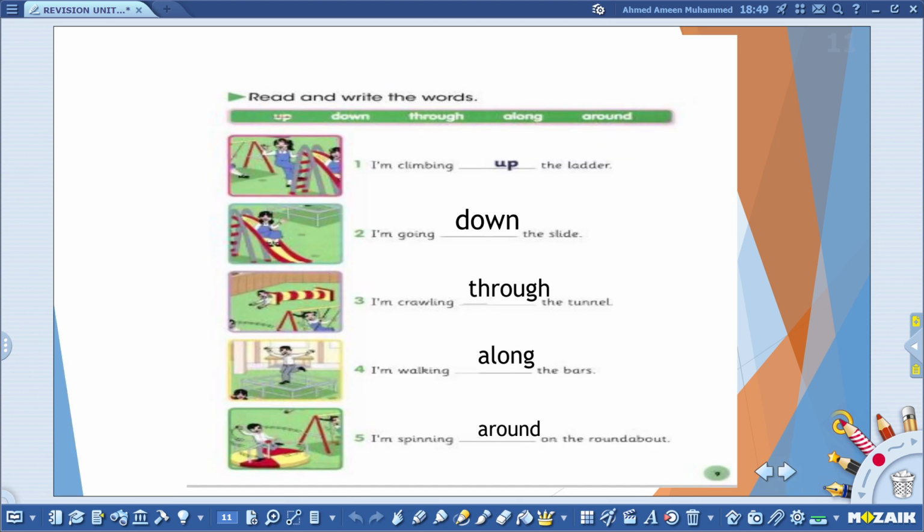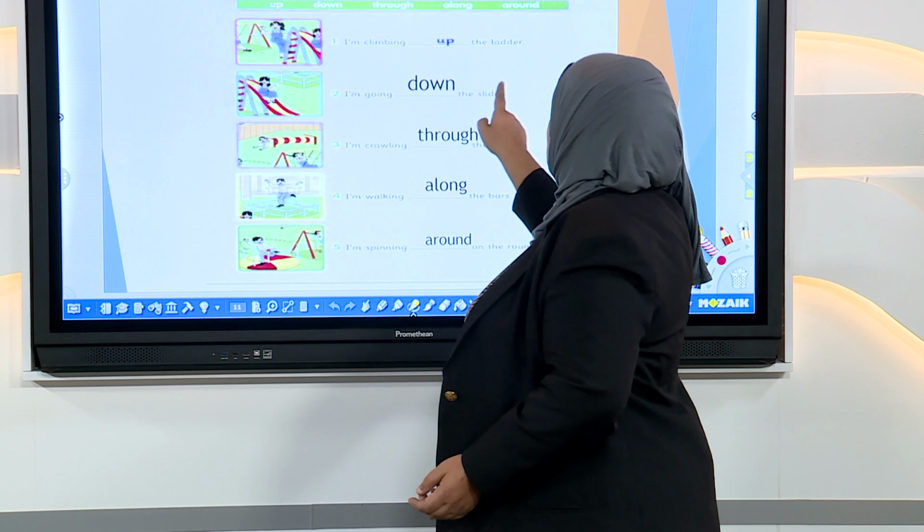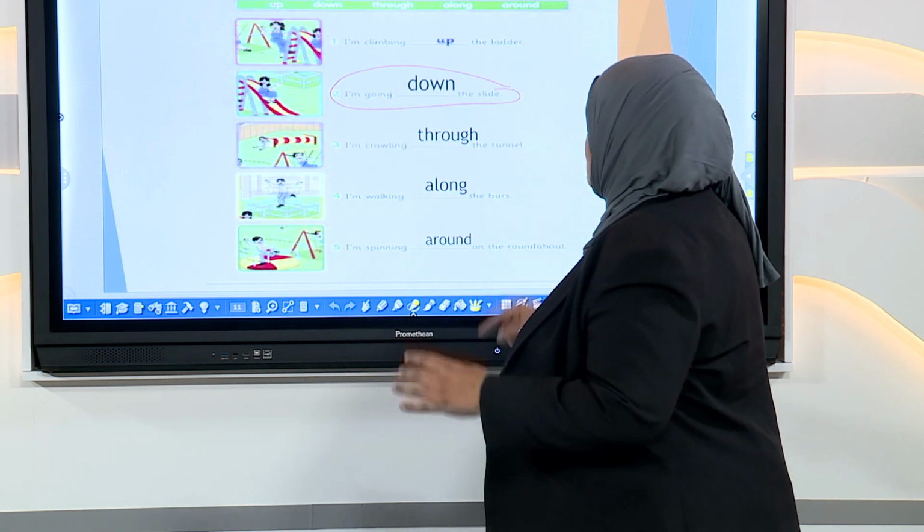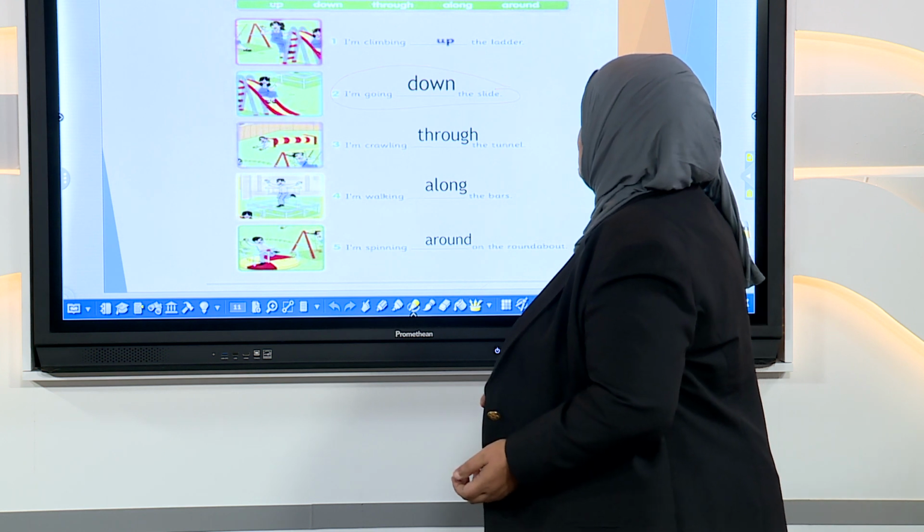So we move to page number 9. عندي هنا prepositions of movement، حروف الجر اللي خاصة بالحركة. وراح عندي كل حرف جر راح يرتبط ويا فعل معين. فراح أقول أني: I'm climbing up the ladder. أنا أتسلق السلم. Number two: I'm going down the slide. أنا أنزل، أتزحلق من لوحة التزحلق.